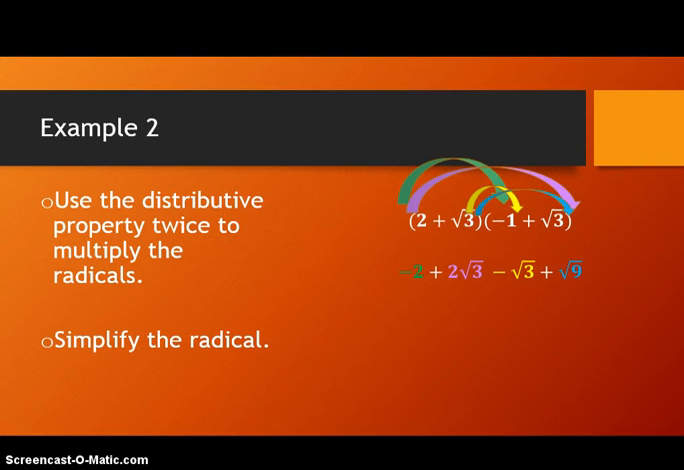So all we got to do is simplify our radicals. Negative 2 doesn't simplify, we just bring it down. We combine these two middle terms, and 2 minus 1 gives me just 1 square root of 3, and the square root of 9 is 3. We can simplify this one more time with the negative 2 and the 3 and get 1 square root of 3.